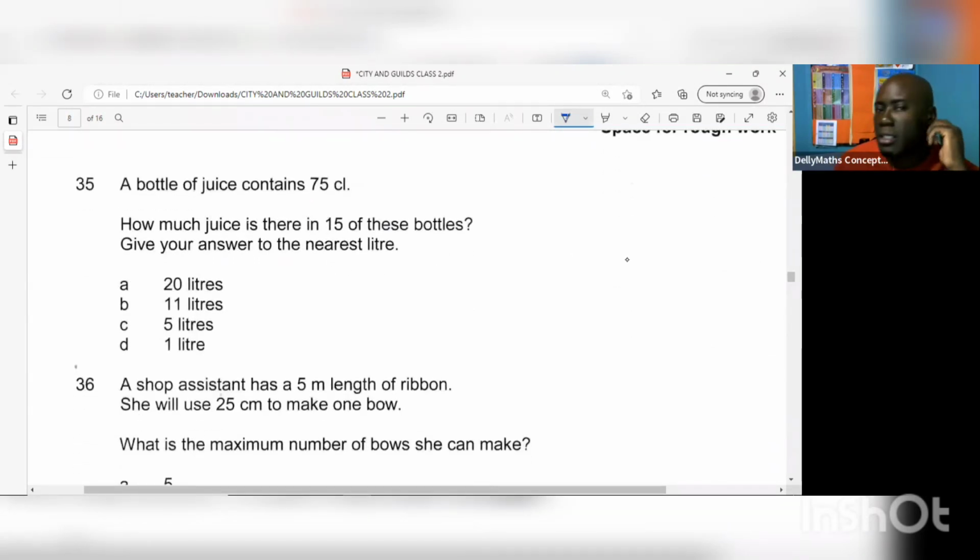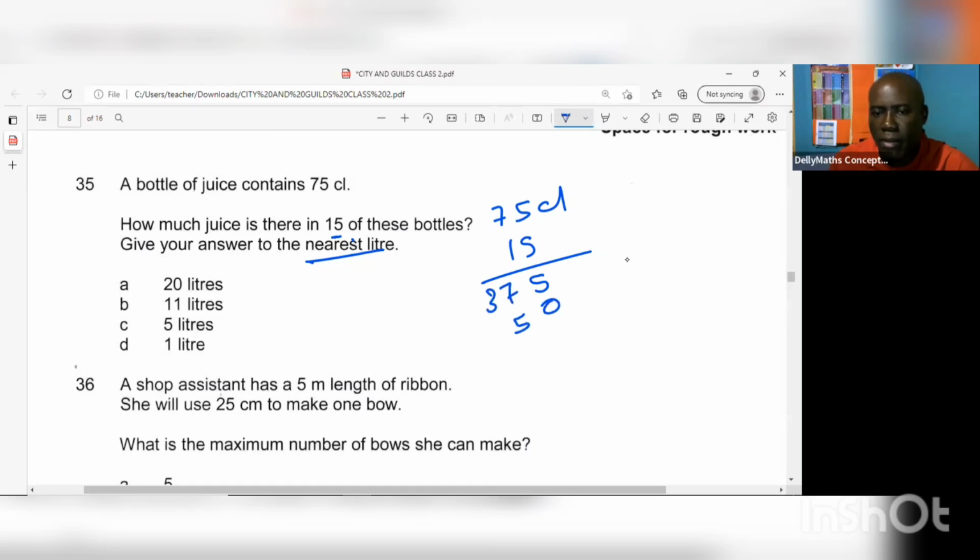A bottle of juice contains 75 centiliters. How much juice is there in 15 of those bottles? Give your answer to the nearest liter. So we're talking about 15 of these bottles. So you want to go 75 centiliters by 15. So we want to know where 75 by 15 will land us. All right, let's go 5 times 5 is 25, 5 times 7 is 35, 37, put a 0, 5 times 7 is 35, we're going to have a 2, carry the 1, that's 11.